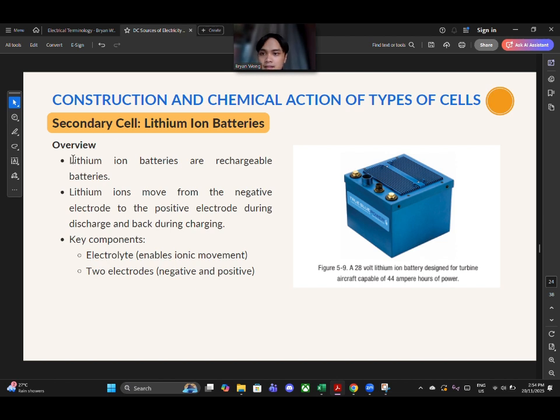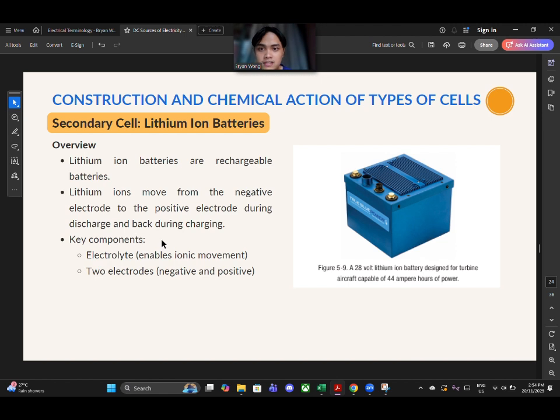Next, lithium ion batteries. Lithium ion batteries are also considered a secondary cell. This shows an example of a lithium ion battery. The overview states that lithium ion batteries are rechargeable batteries. Lithium ions move from the negative electrode to the positive electrode during discharge and back during charging.